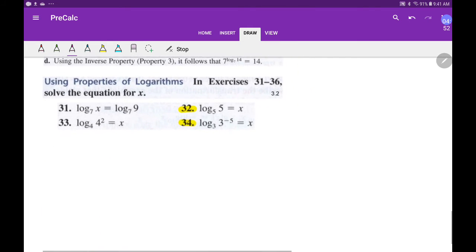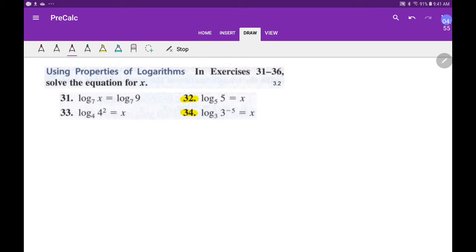All right, so let's use the properties of these logarithms. For 31, I have a base on both sides, and it's 7. I'm going to raise it to some exponent. I don't know what the exponent is, but when I raise the one on the right, I'm going to get 9. So I know what x is. x is equal to 9. It has to be. If the bases are equal, then x must be the same too.